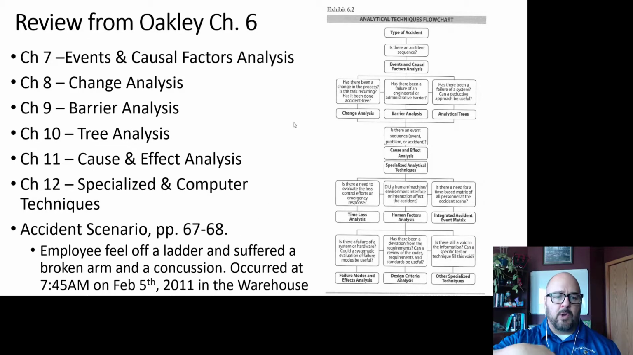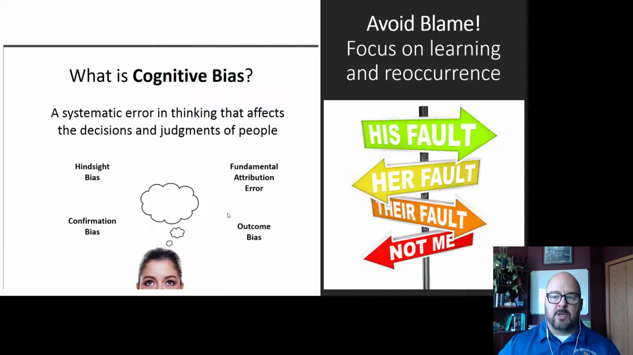So from here on out, I'm going to bring this up and show you, as we go through these chapters, how they fit into this model that Oakley provided to us, and he tends to apply it to an overall accident scenario of a supervisor who falls off of a ladder, suffers a broken arm and a concussion in a warehouse. And so I think it's good to connect to that, though connecting to any experiences you have is also good.